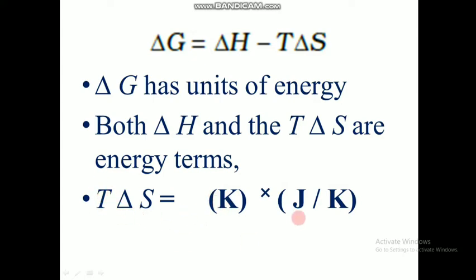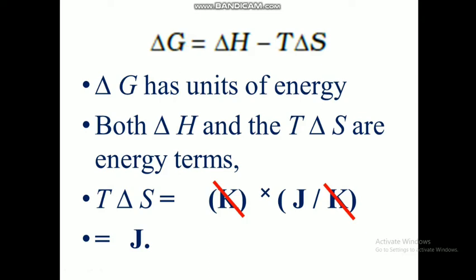K is of T and J by K is of delta S. So K into J by K, we can cancel off the K in the numerator and denominator. Hence the unit for T delta S is equal to J. Delta H is J, and T delta S is also J. As both of them are joules, finally delta G also will be represented in joules. With this we found out the equation and unit for delta G or free energy.